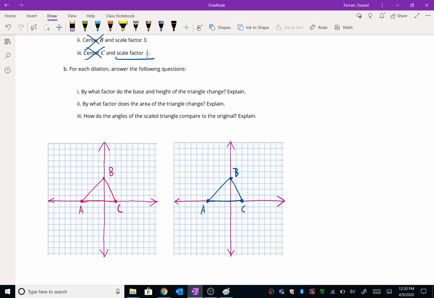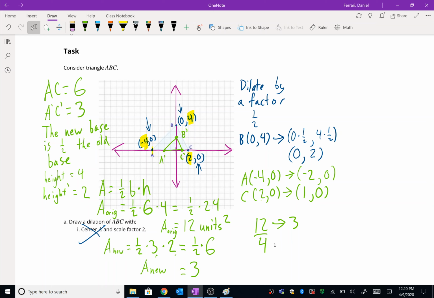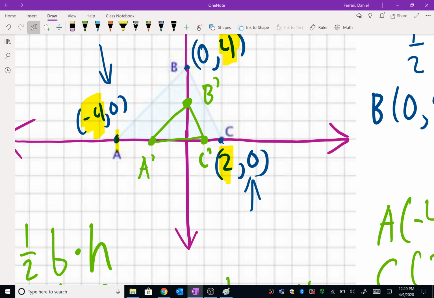We do have one last one to talk about here, and that is how do the angles of the scaled triangle compare. Now, this isn't asking you to get your protractor out. It's just asking you to look at these angles. When you look at this angle and this angle, what do you notice? Those two angles are the same. They are congruent. Similarly, this angle and this angle, angle B, are the same. And similarly, C and C prime are the same.